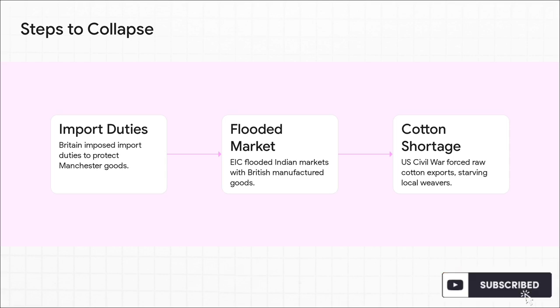Finally, when the U.S. Civil War broke out, Britain's cotton supplies from America were cut off, so they turned to India, exporting raw cotton in bulk. This inflated prices tremendously, literally starving local Indian weavers of their raw materials.